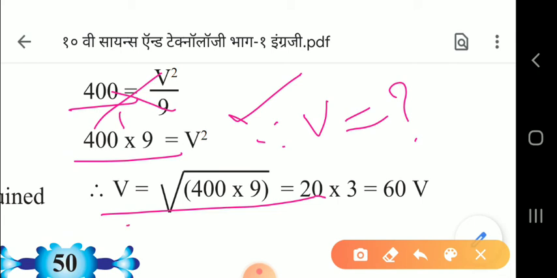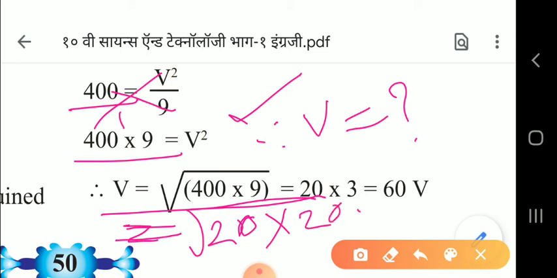If you want, here you can write for understanding one more step, that 20 into 20 into 3 into 3. So 1 you can remove. So this way, children, these two numericals we have seen.